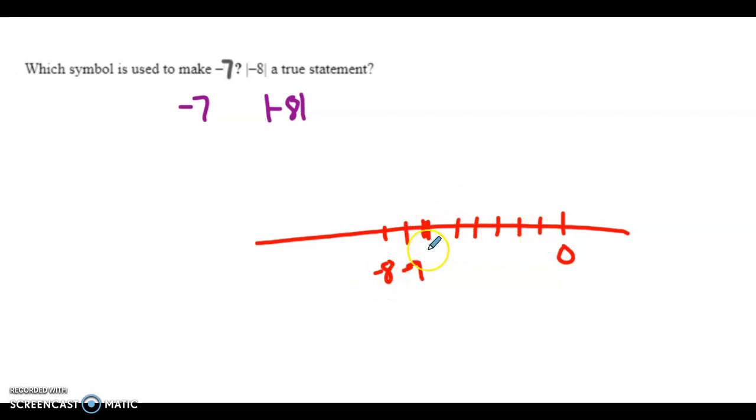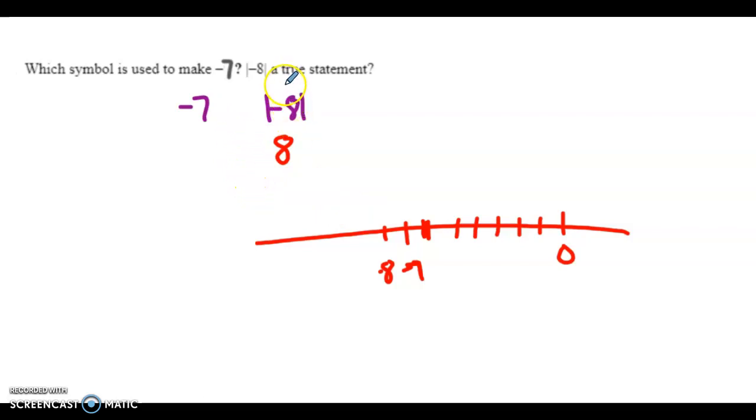Sorry, that was a bad line there. Anyways, we want the absolute value of -8. The absolute value of -8 means how far away is that from 0? If you count the spaces here, 1, 2, 3, 4, 5, 6, 7, 8. -8 is 8 spaces from 0. So the absolute value of -8 is actually +8.